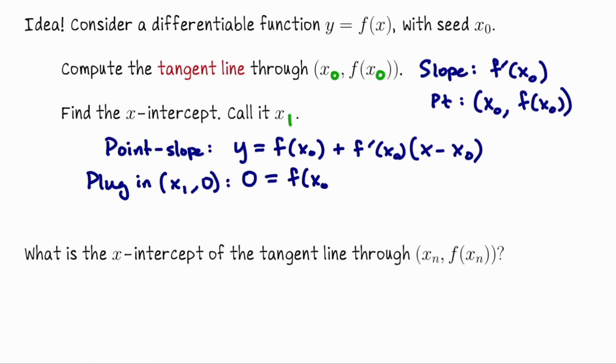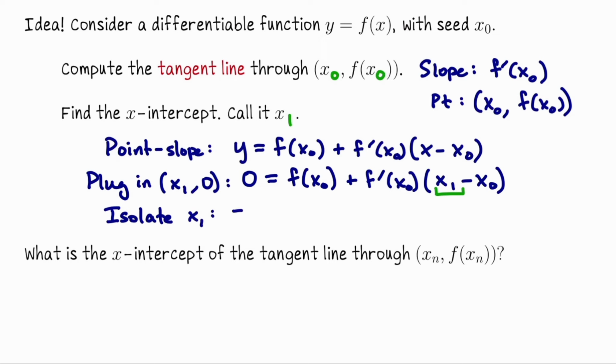f of x naught is just a fixed number for our line, as is the known slope f prime at x naught. For x, we're plugging in the new point x1 and then subtracting off of that the original known x point. We need to isolate this x1. Let's see, I could subtract f of x naught over, leaving me with f prime at x naught times x1 minus x naught on the right-hand side. And let's divide by the slope. That gives us our first realization, if we didn't know already, that Newton's method could fail because that slope could be 0. So if we're going to do this algorithm, we need to make sure that we're not ever dividing by 0.